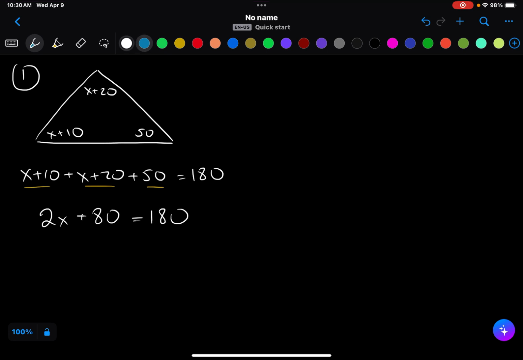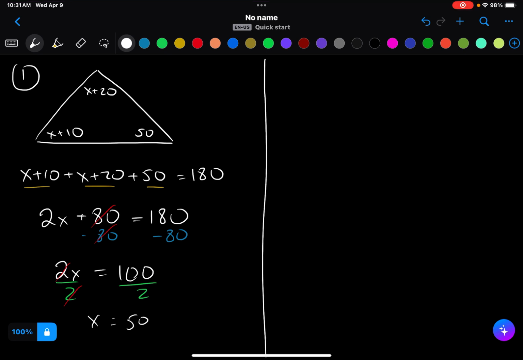And now just solve for x. Subtract 80 from both sides. So that's gone here. You're going to get 2x equals 100. And then divide by 2 on both sides to get rid of that multiplied by 2 on the left side. So that's gone here, leaving you with x is just 50. And that's number 1.